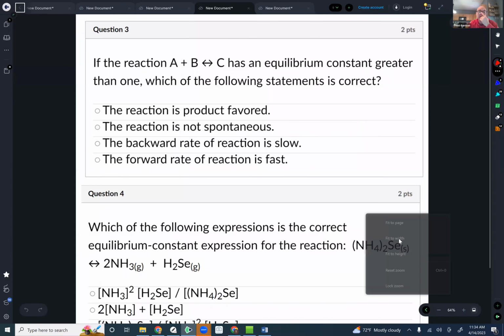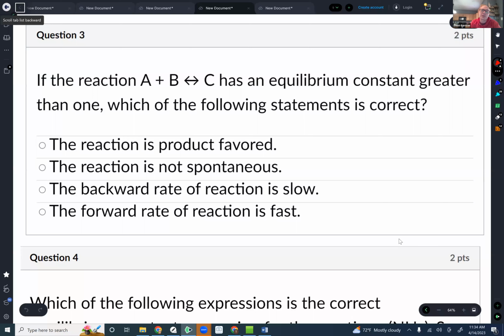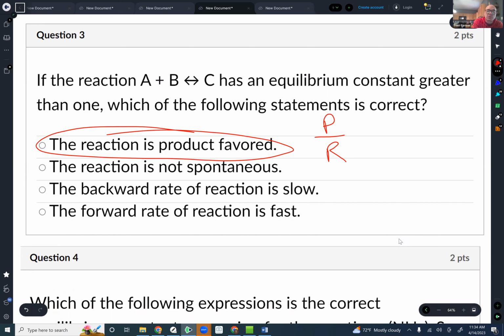Question number 3 says, if the reaction has an equilibrium constant greater than 1, which of the following statements is correct? Well, what that means, if it's greater than 1, it means there's more products than there are reactants. So the reaction is product favored, is what's happening here.